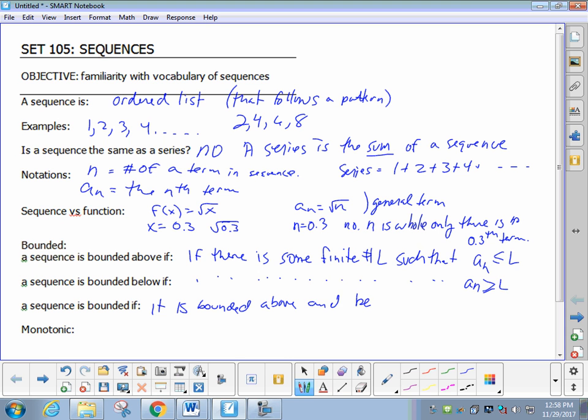Give me a function that would be bounded above and below. Cosine and sine, bounded above and below. Okay, good deal.